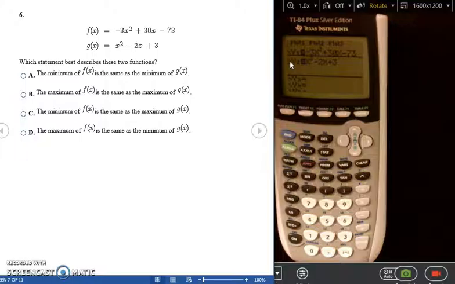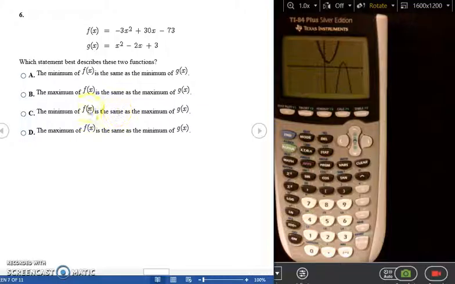That means when I go to graph, it'll be a thicker line for me to look at. And the first one will be a skinnier line. So I'm just going to go ahead and graph that and see if I can see something about the min and the max. So the first one has a maximum and the second one has a minimum. So I need to look for where it's talking about a maximum of f of x and a minimum of g of x.